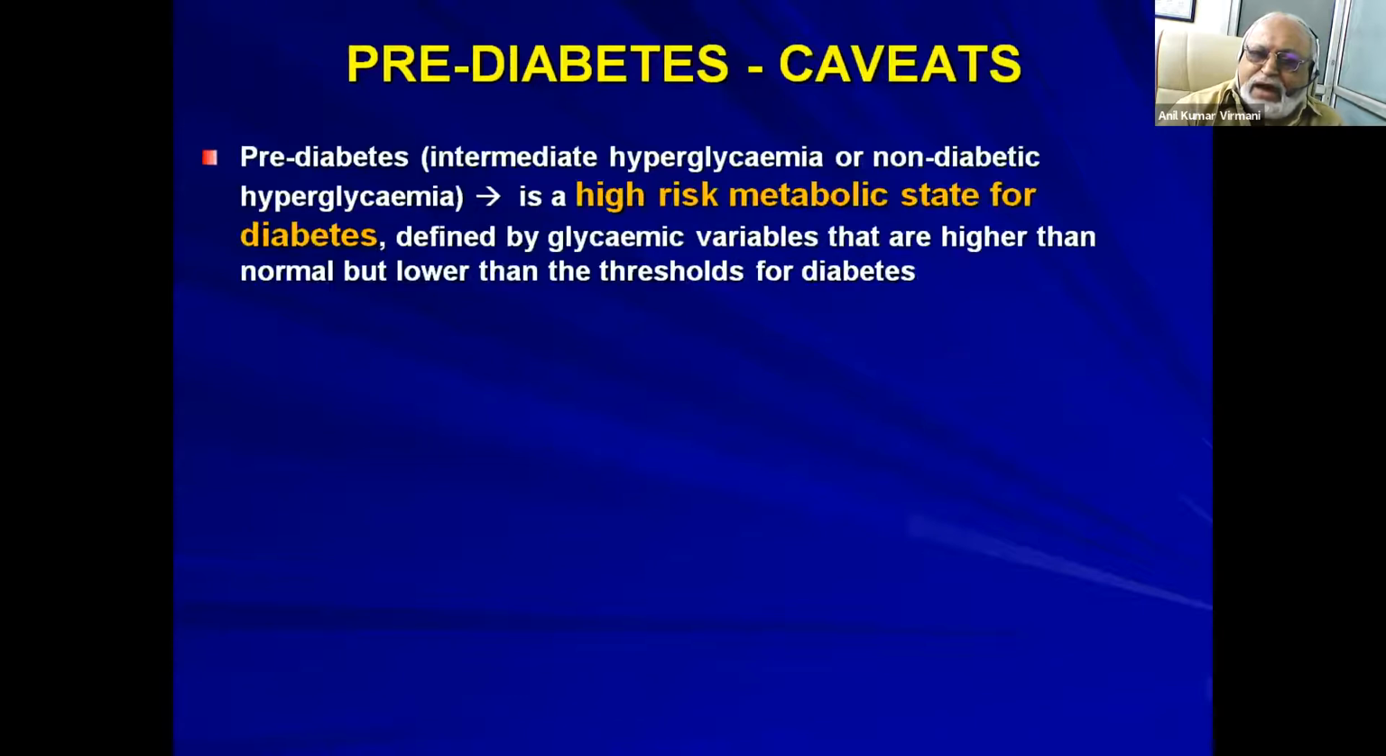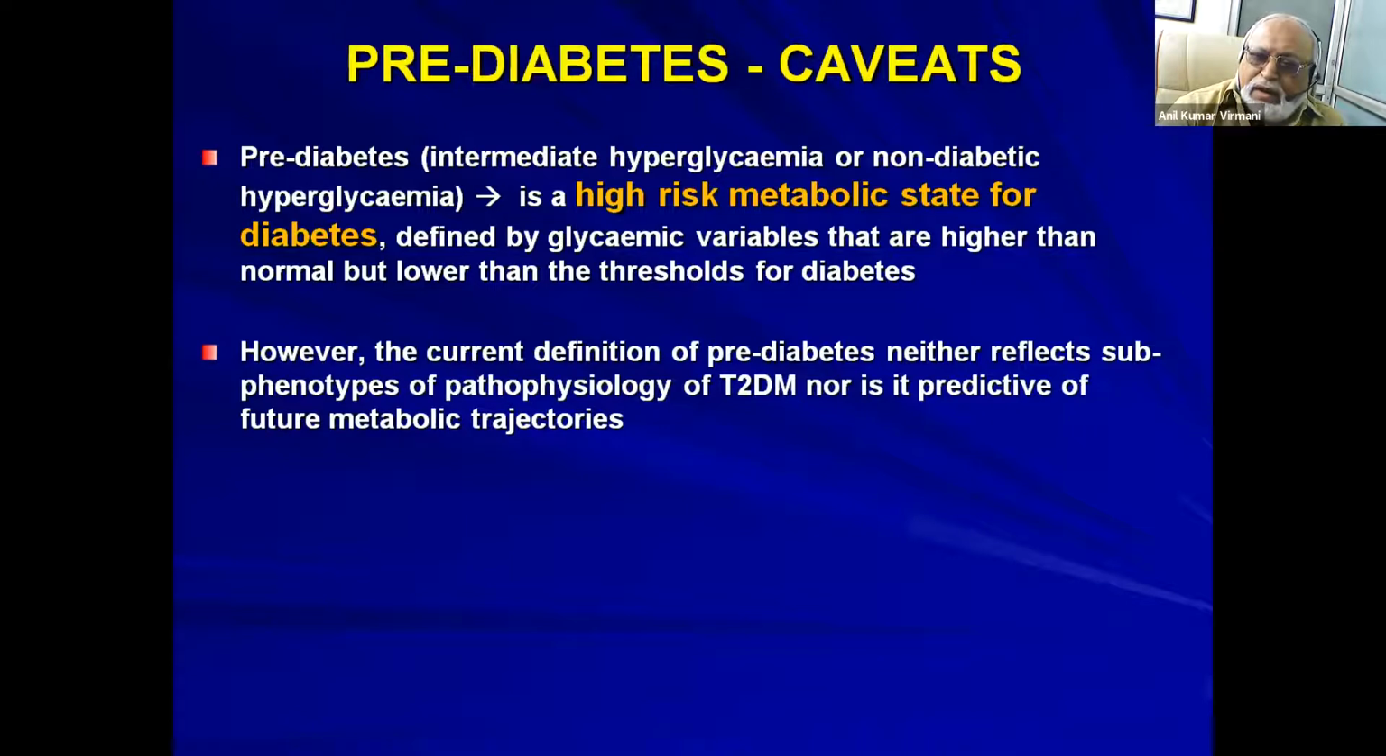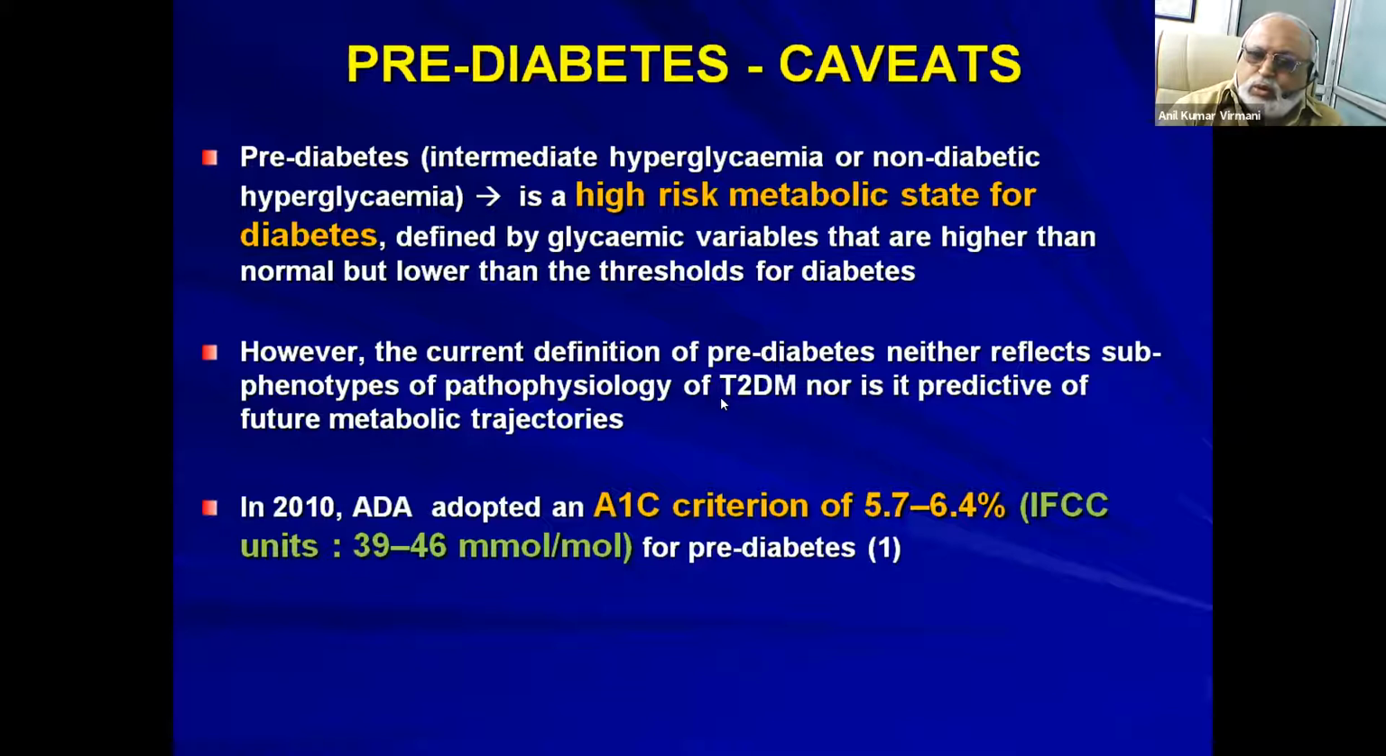Now, there are certain caveats in prediabetes. It is also known as intermediate hyperglycemia or non-diabetic hyperglycemia, and it is a high-risk cardiometabolic state for diabetes, defined by glycemic variables that are higher than the normal, but lower than the thresholds of diabetes that have been defined maybe arbitrarily by the various organizations. However, the current definition of prediabetes neither reflects subphenotypes of the pathophysiology of type 2 diabetes, nor is it predictive of future metabolic trajectories. In 2010, the American Diabetic Association adopted an A1C criteria of 5.7 to 6.4%.